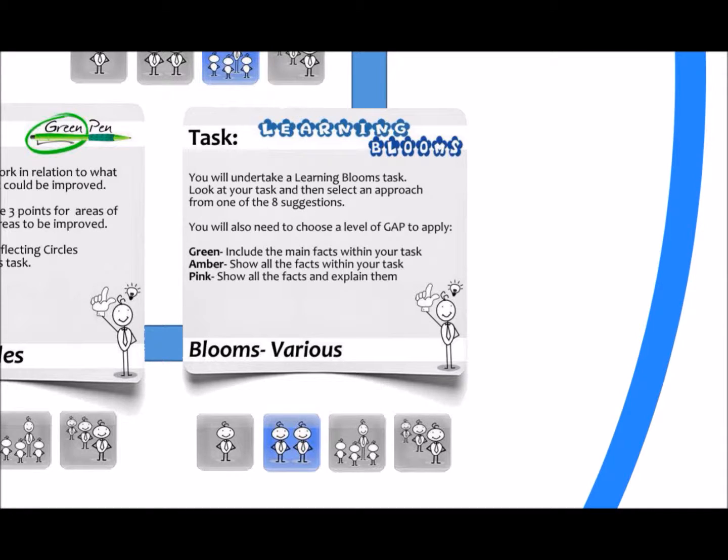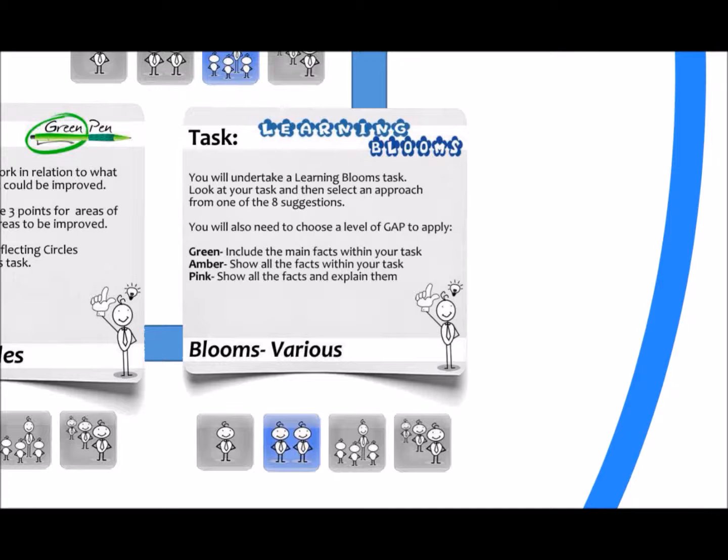This then moves on to the main activity for the lesson. You could do this in pairs, groups, or as an individual. Here I've selected, if you look at the little graphic at the bottom, as a pair. Learning blooms is a great way of teaching. What you do is you give them a task and you give them 8 suggestions as to how they can approach that task. So it might be creating a mind map, a picture, a story, a drawing, a storyboard. It's entirely up to you.